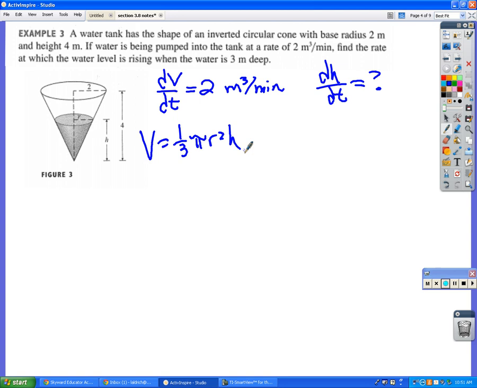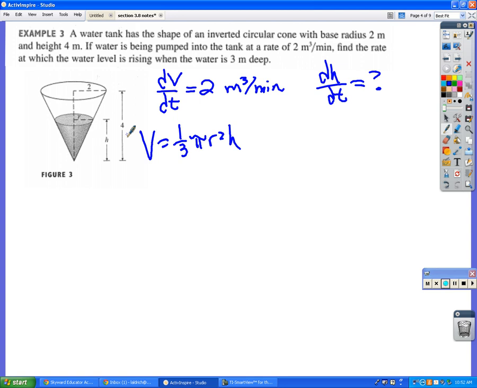So now we've got a bad deal here because we have the volume, which is changing. We have the radius of the water, which is changing as the tank fills up with water. We have the height, which is changing also. And we don't want three variables. So we need to find a relationship between the radius and the height. And they made this nice little picture for us. Just from geometry. If you look at this, can anybody tell me a relationship between R and H and 2 and 4?